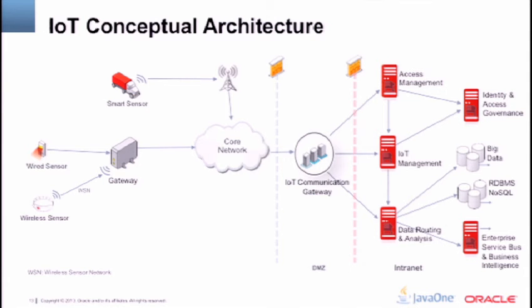So this component is going to be key in abstracting out that part, where it will be able to work with different technologies out there. And then we'll leverage our existing enterprise technologies such as access management, identity, data routing technologies such as Coherence or caching technologies or event processing technologies to move data to the backend systems, SOA and everything else. So that's the conceptual architecture. Today we're going to focus on that part.